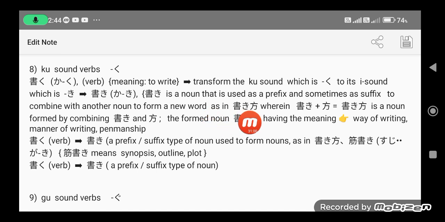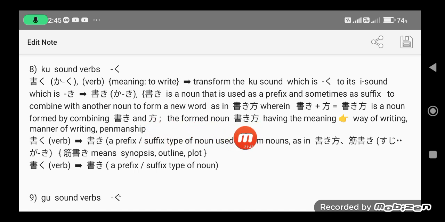Example, kakikata. Kakikata, wherein the kaki is combined with another noun. Kata is a way of doing, or methodology, or method. Kaki plus kata is kakikata. So kakikata is a noun formed by combining kaki and kata, and it has the meaning, the way of writing. So you see, when you take the verb for write, kaku, you make it a stem. The extracted stem is kaki, and combine it with another word, kata, it becomes kakikata.